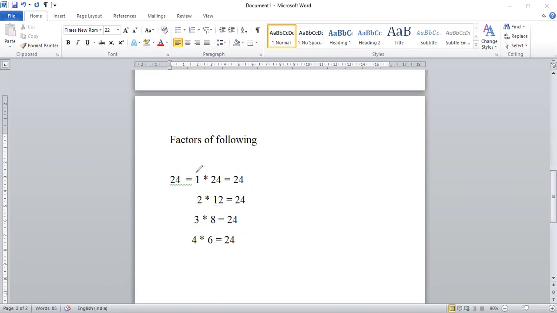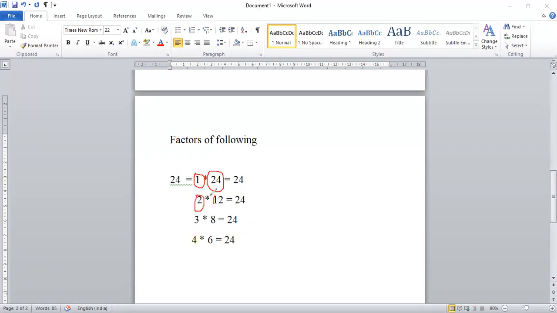Well, let's circle them. 1, 24. See, according to the first rule of factors, 1 itself is a factor. Then the number itself is a factor. Then 2 is a factor of this number.